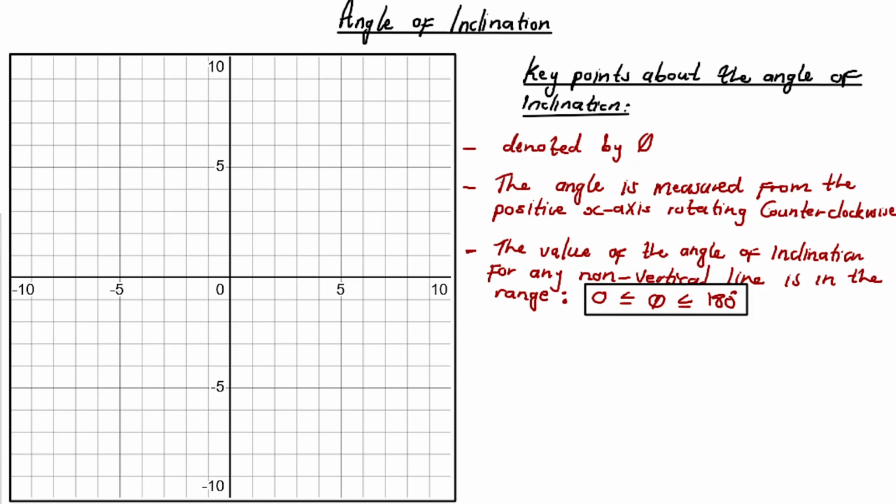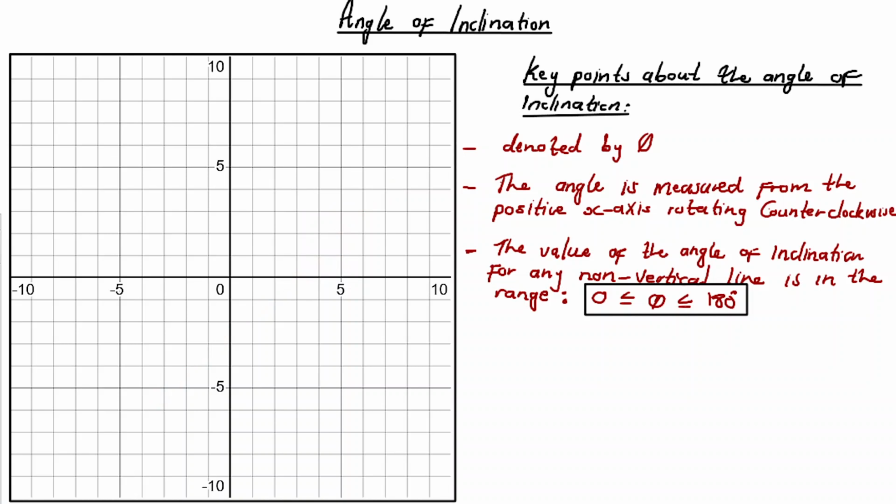Let me show you what I mean. So we have this first type of line. This line has a positive gradient, isn't it? So here the gradient is bigger than 0, meaning that it has a positive gradient. So when the gradient is positive, then you have a slanted line like this. Your angle of inclination is going to be measured from the positive axis rotating counterclockwise or anti-clockwise. Then you're going to get your angle of inclination.